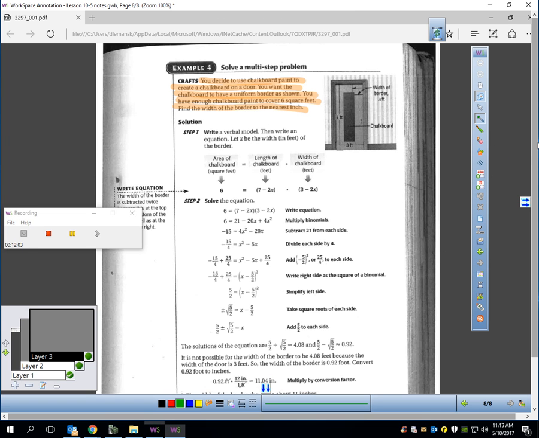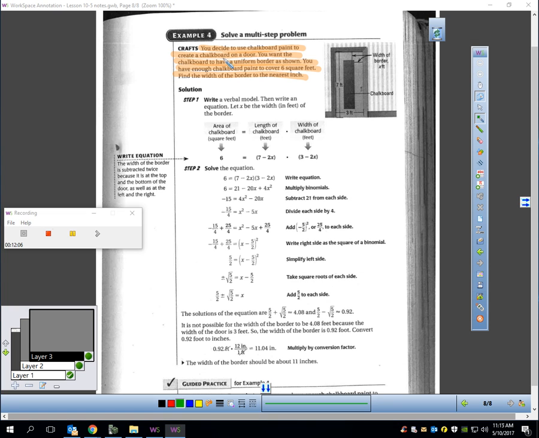And then, in word problems, you decide to use chalkboard paint to create a chalkboard on a door. You want the chalkboard to have a uniform border as shown. You can see that in the picture here. You have enough chalkboard paint to cover 6 square feet. Find the width of the border to the nearest inch.